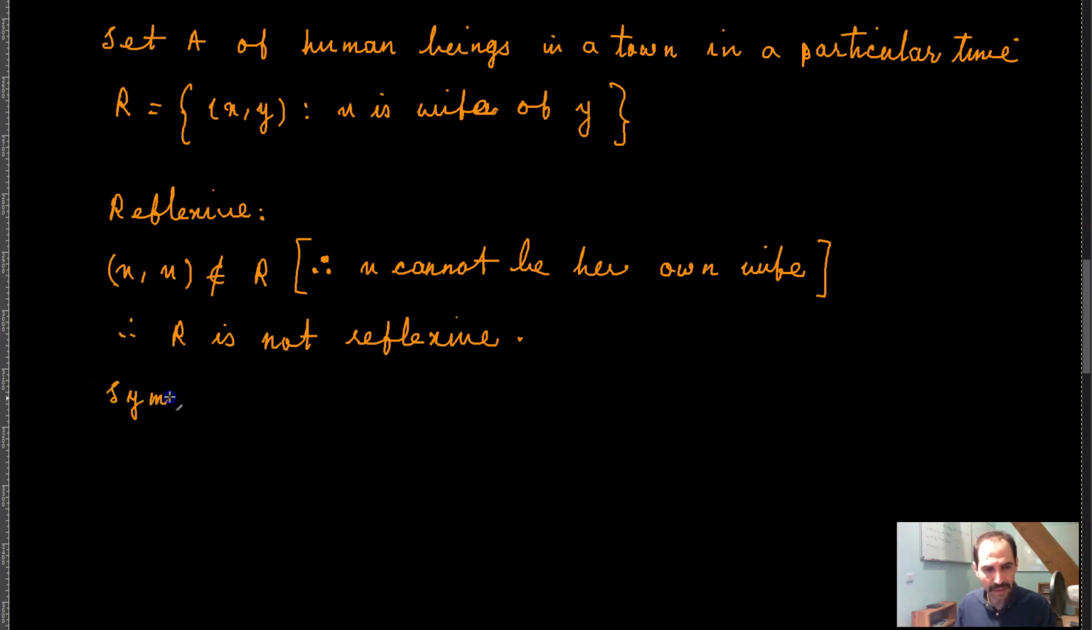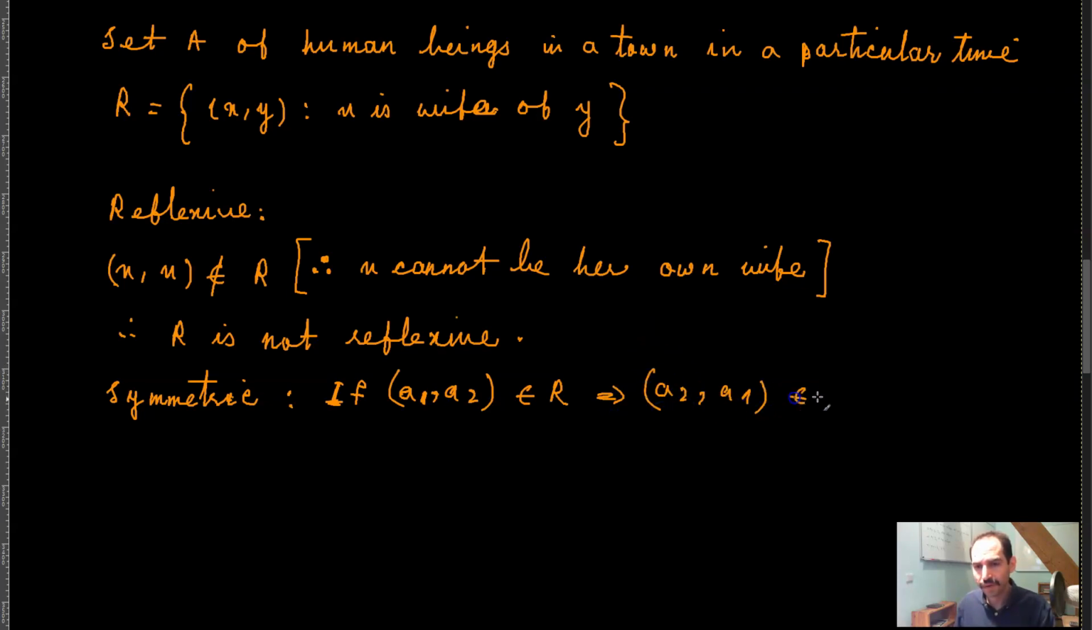If you want to know whether R is symmetric, then the condition that we used for being symmetric was that if (A1, A2) belonging to R implies that (A2, A1) also belongs to R, for all A1 and A2 belonging to A, right?